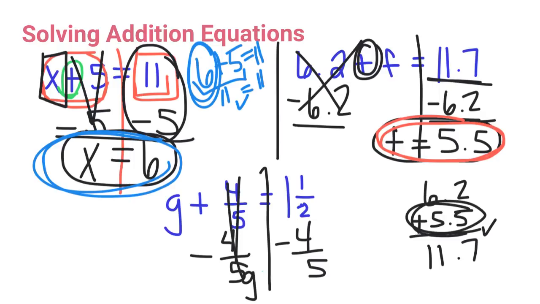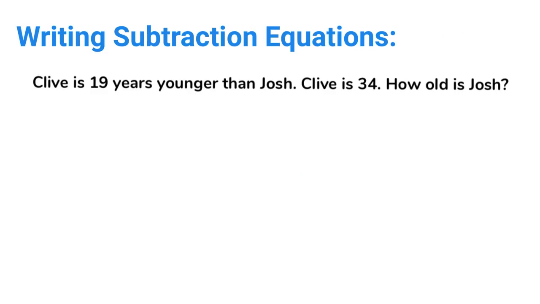This cancels, so I'm left with g equals 1.5 minus 4/5, which using my calculator would get me an answer of 7/10. So g would be equal to 7/10. Moving on to our subtraction equations.